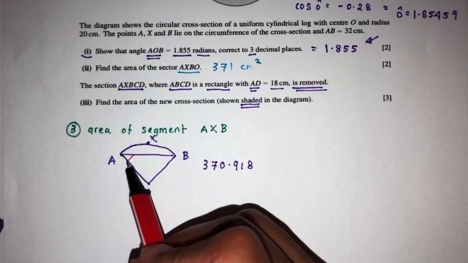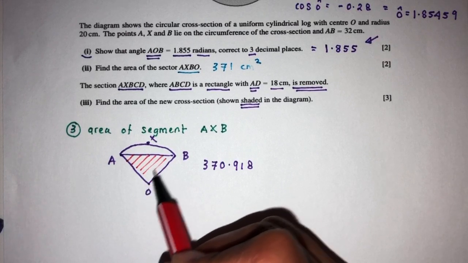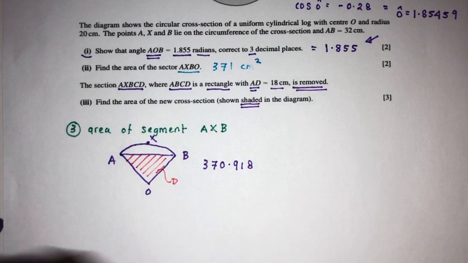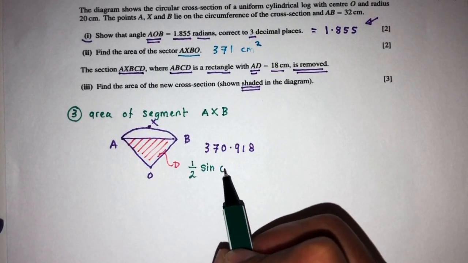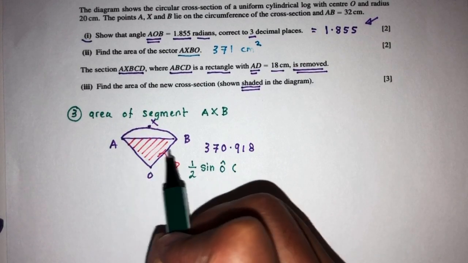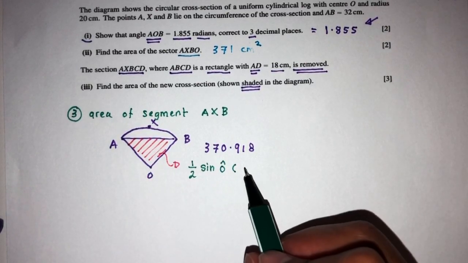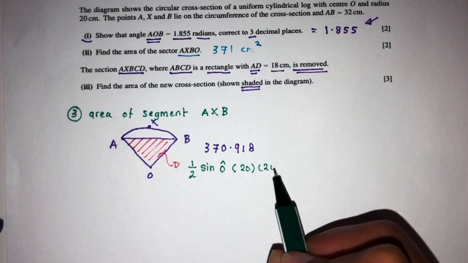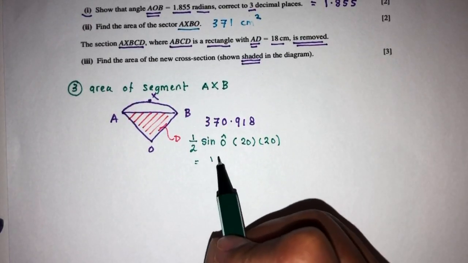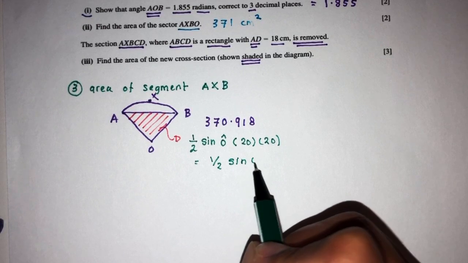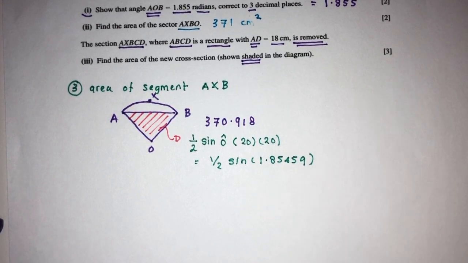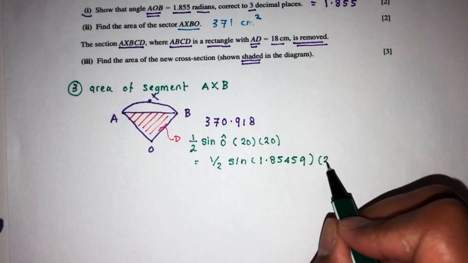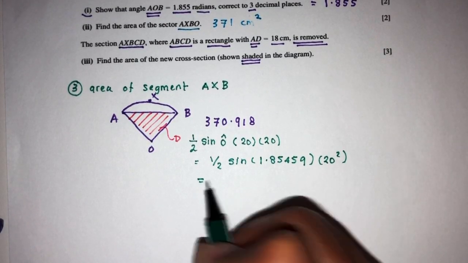We want to remove the area of the triangle. So how do you find the area of a triangle? Pretty easy. Again, this is another formula you have to know. It is half times sine of the angle in between, times the two sides around the angle. That will be 20 times 20. Replace half sine of the angle, as we have seen, it is 1.85459. I'll be using the exact value, and then we have 20 times 20. That will be 20 squared. Let's see what that gives me.